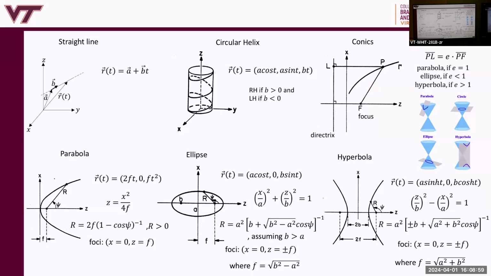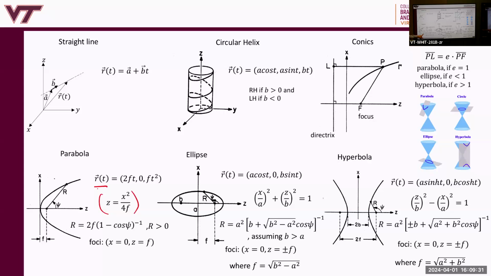Okay, here's the parabola in more detail. r of t is (2ft, 0, ft squared). Why is the y coordinate equal to 0? Why is y of t equal to 0? It's in the xz plane. Very good. Okay, so one parameterization is like this, r of t is equal to (2ft, 0, ft squared). And another parameterization, which is Cartesian, is z equal to x squared over 4f. That also describes a parameterization of the same curve, the parabola.